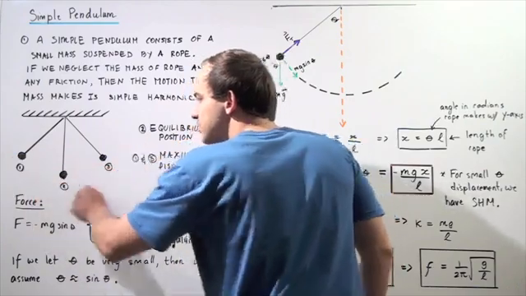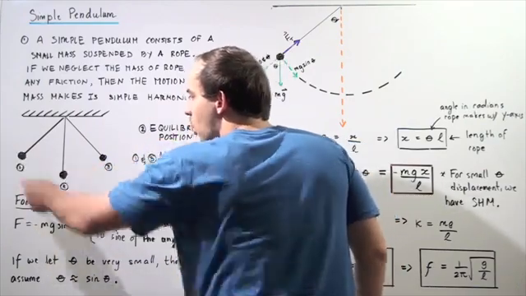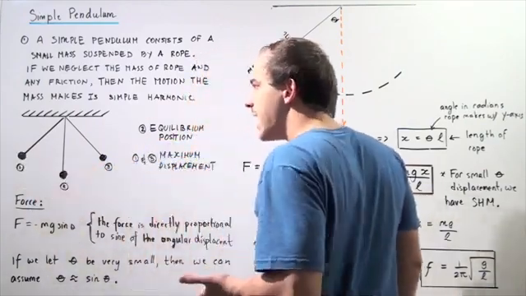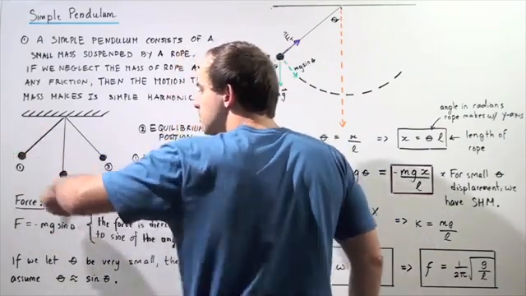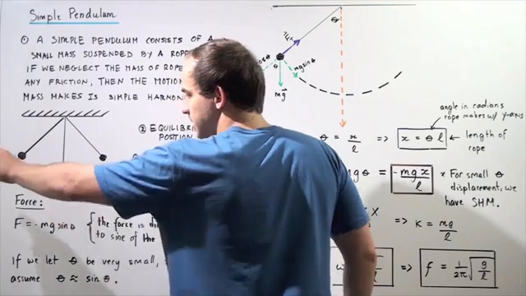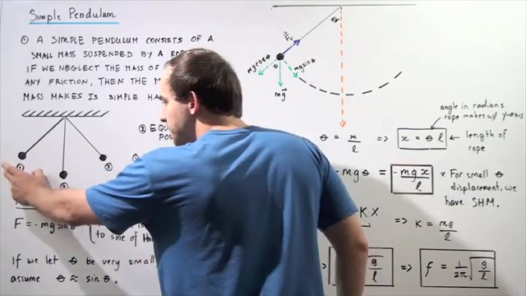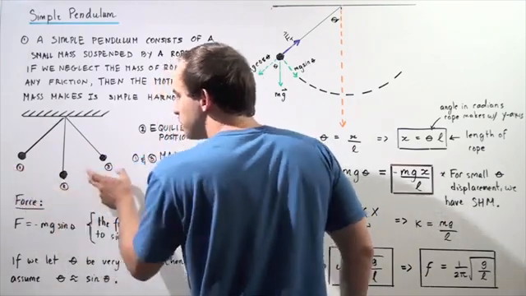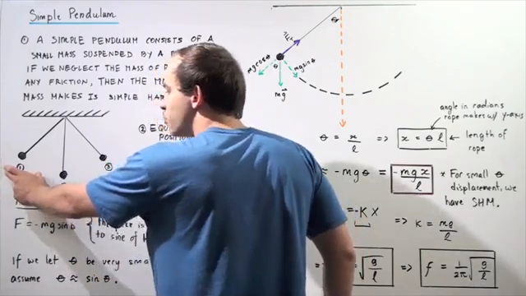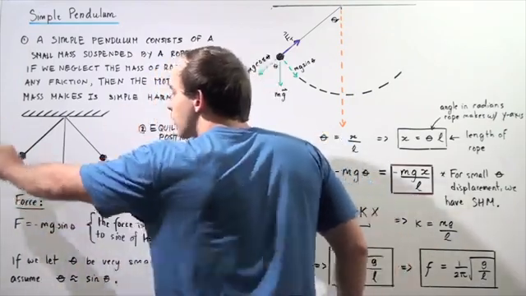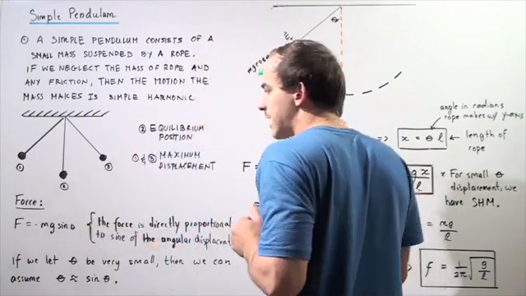Our mass will begin to swing back and forth, and as long as we neglect friction and the mass of our cord, well, then the object will continue swinging back and forth endlessly. So it will move from position 1 to position 2 to position 3, back to position 2, and finally back to position 1. And this is one full cycle of our oscillation.